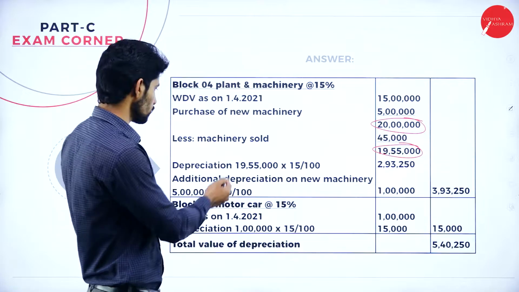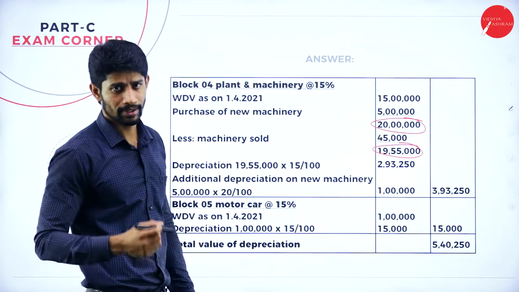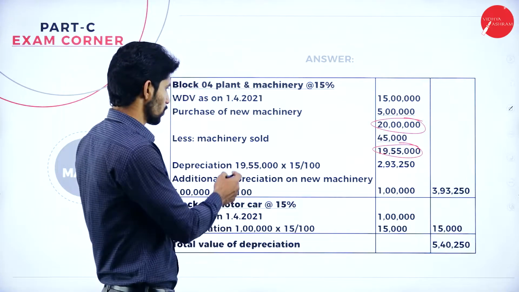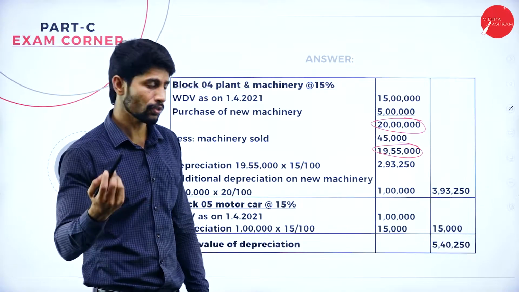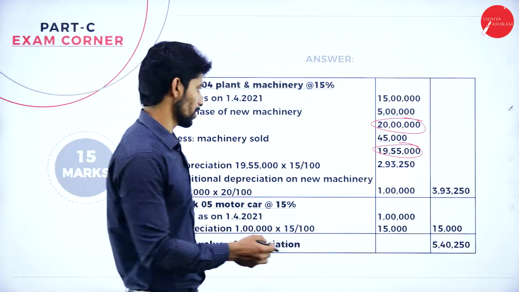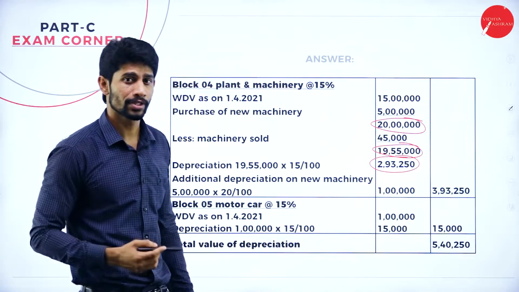19,55,000. So the new machinery is used for more than 182 days. Then you have to give 100% depreciation. So total value, that is 19,55,000 into 15% depreciation, you will get 2,93,250 and additional depreciation on new machinery.